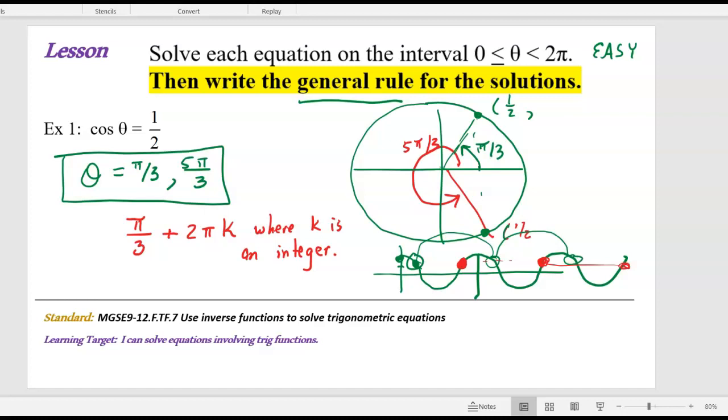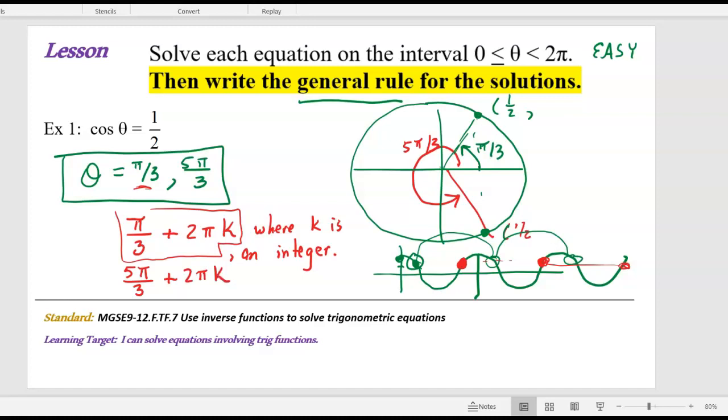Okay, so the general rule for sine and cosine is find the solution and then tack on plus 2 pi k, meaning infinitely many solutions, all of a certain form. And then the other angle between 0 and 2 pi. So for each angle on the unit circle, if you're writing the general rule, you have to take 5 pi over 3 in this case, and add 2 pi k again.